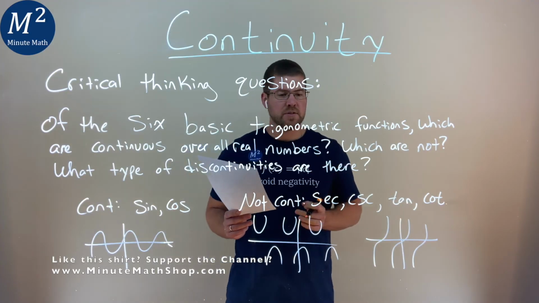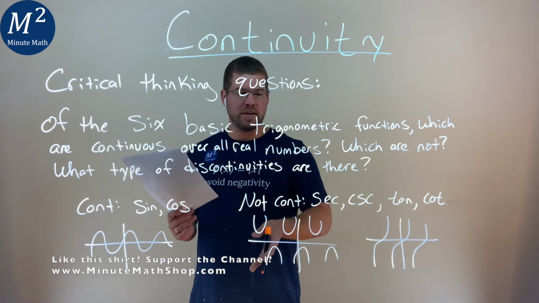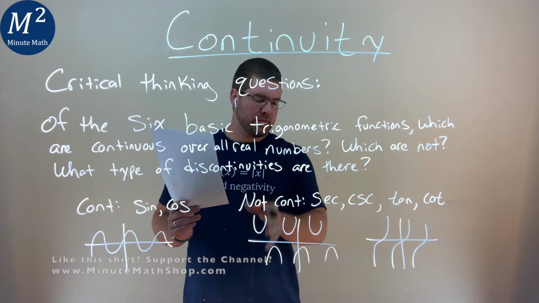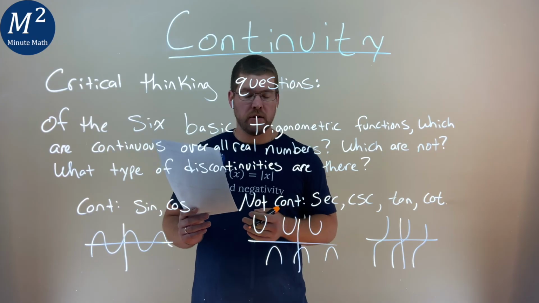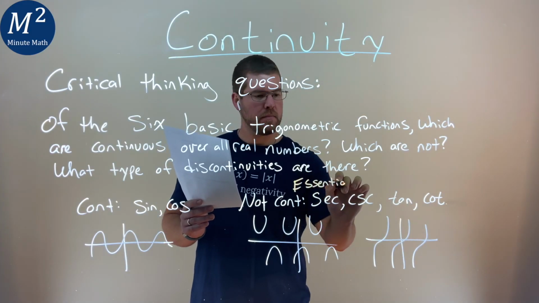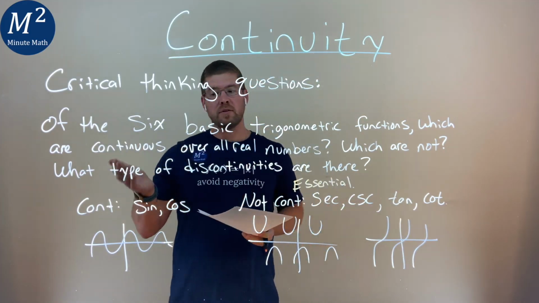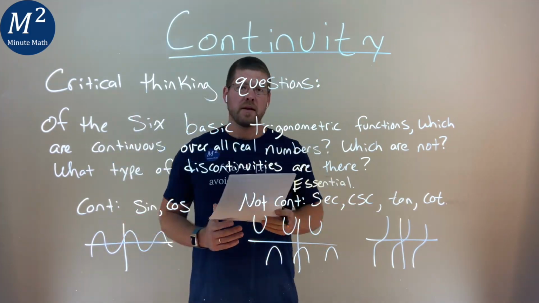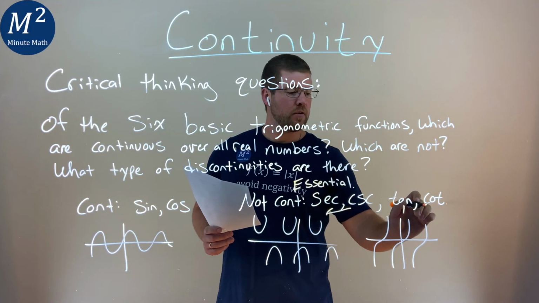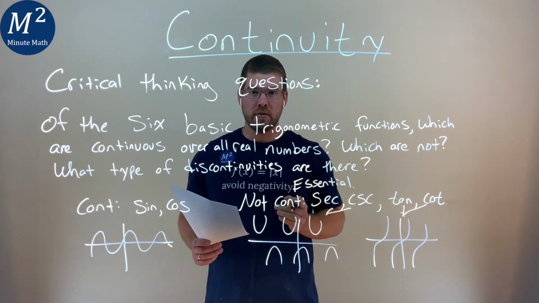Well, what type of discontinuities are these? Here, we have a big gap that's going on. It's asymptotes that are happening that are causing this discontinuity. So this would be what we call an essential discontinuity, and that's the classification of the discontinuity. So again, our final answer: the continuous functions are sine and cosine. The not continuous functions are secant, cosecant, tangent, and cotangent. But we can see the graphs right here, and the type of discontinuity for them is an essential discontinuity.